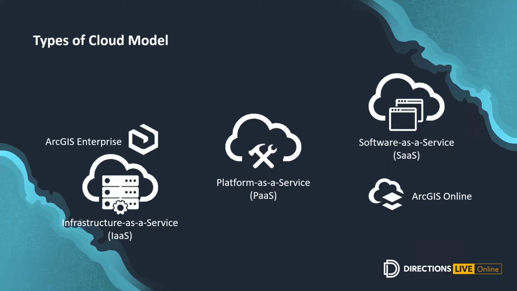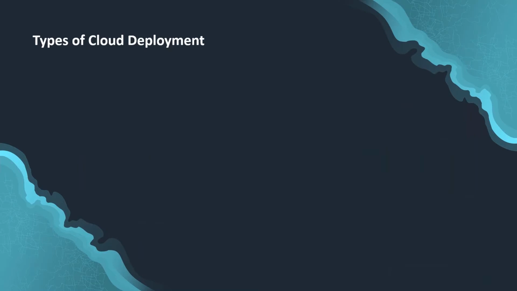And for ArcGIS Enterprise, we have a choice of using IaaS to provide the underlying infrastructure in the cloud. Esri provides specialized deployment tools to make it easier to install and configure the software on certain cloud platforms. And then what types of cloud deployment does the cloud have?